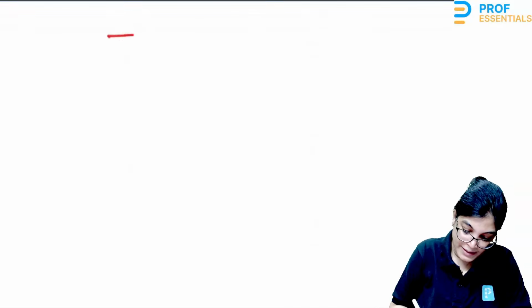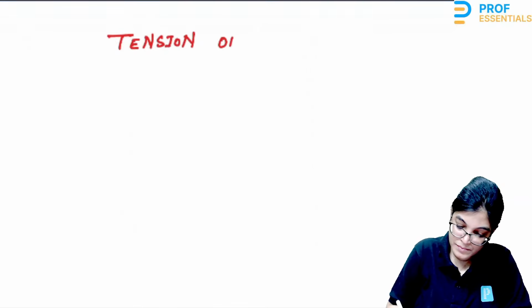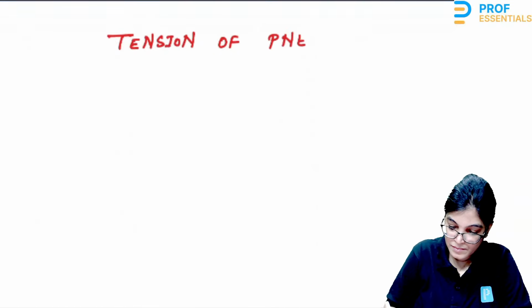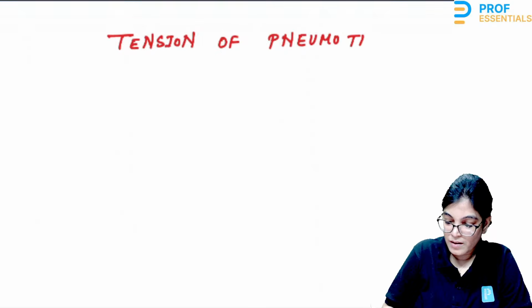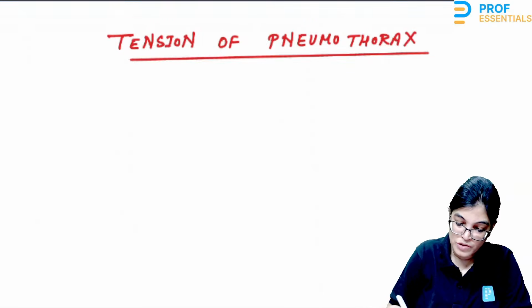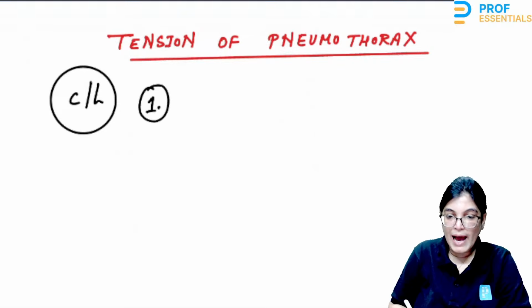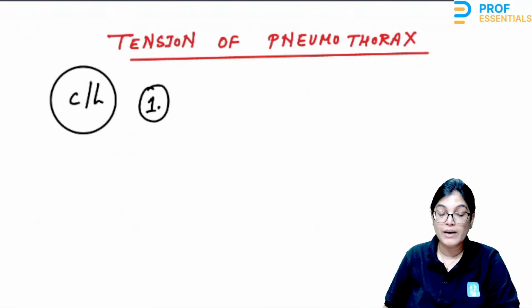One of the important features of tension pneumothorax, two important features you can see clinically in the patient. What is it? Collapse of the lung on the affected side.